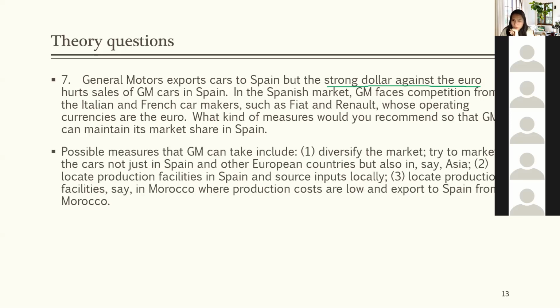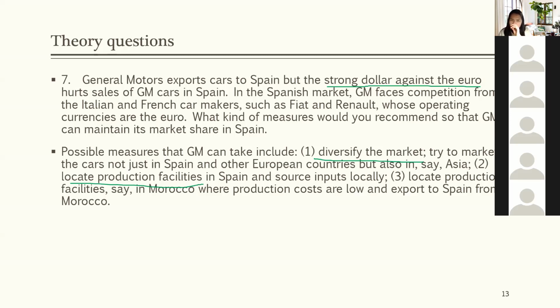So as we mentioned before, either diversify into different markets where your currency is too soft, or you might locate your production in Spain or in other European countries where you can produce in the euro, okay?